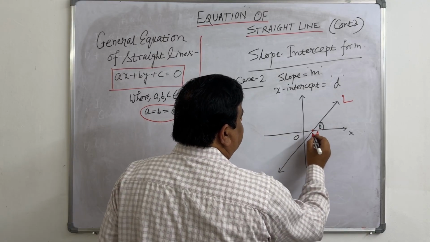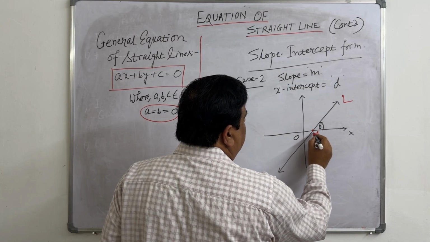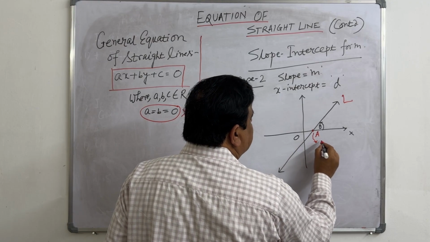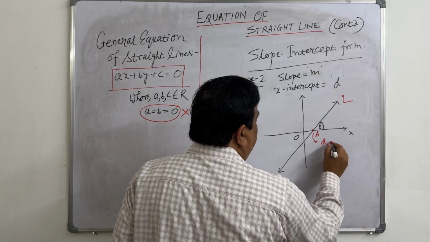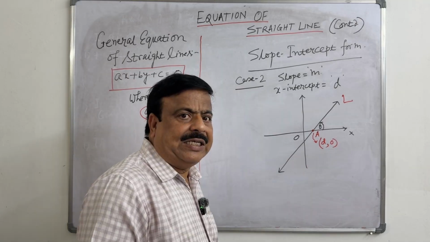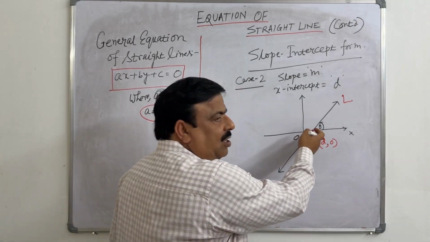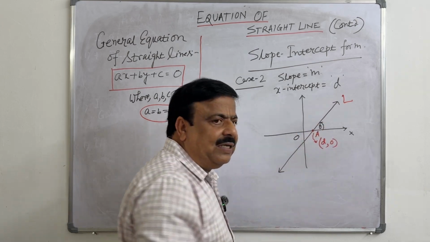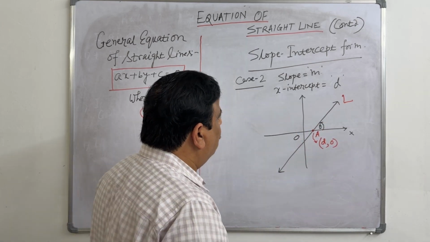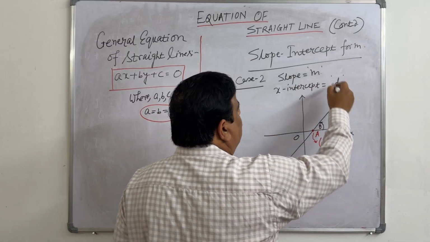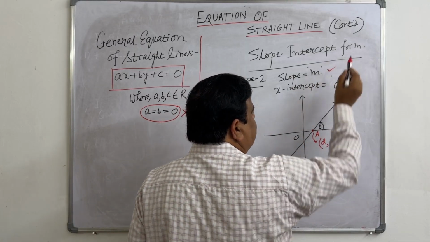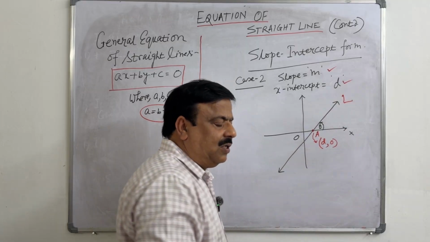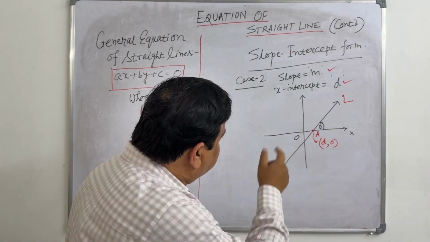This is d, which obviously means the coordinate of this point A is (d, 0). Okay, x-intercept means the x coordinate of the point where this line cuts the x-axis. So these two are given: the slope is given and the x-intercept is given. So what will be the equation of this straight line?